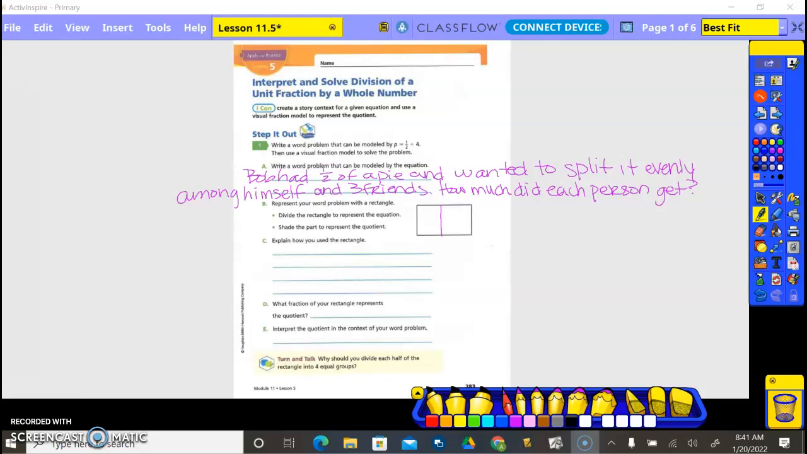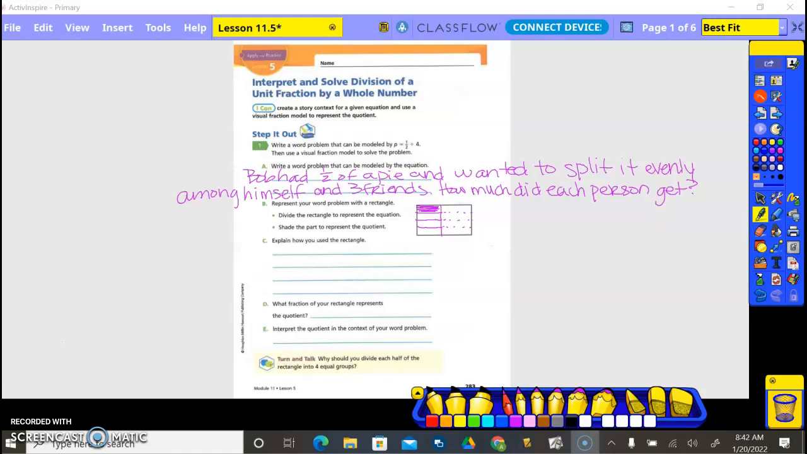So we divided it in half for how much pie there was. Then we need to divide it into 4, because there are 4 pieces. Once again, we go with the dot as one to cross because we still need those pieces, but of course they were never used because they're not there. So we would use one of those sections for each person. So letter C, explain how you use the rectangle. So we basically did just explain that, right? Okay. Then what fraction of your rectangle represents the quotient?